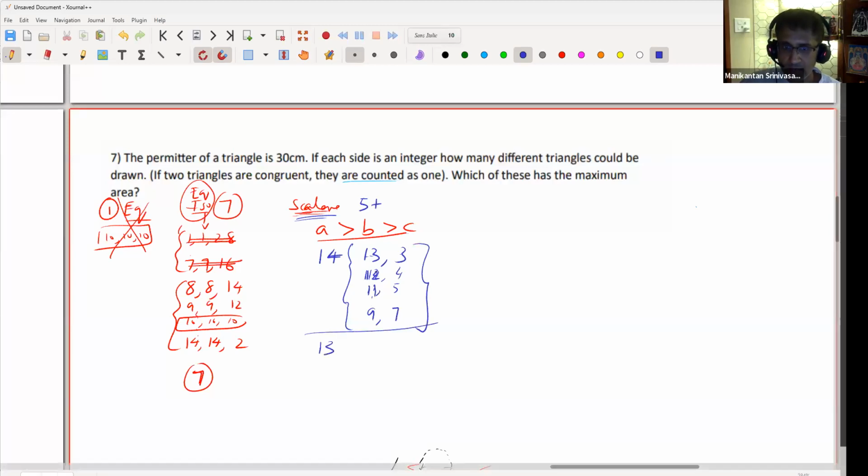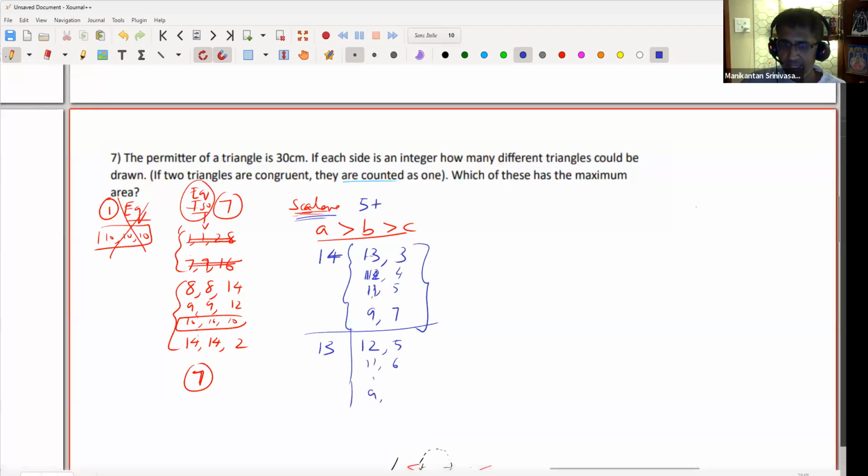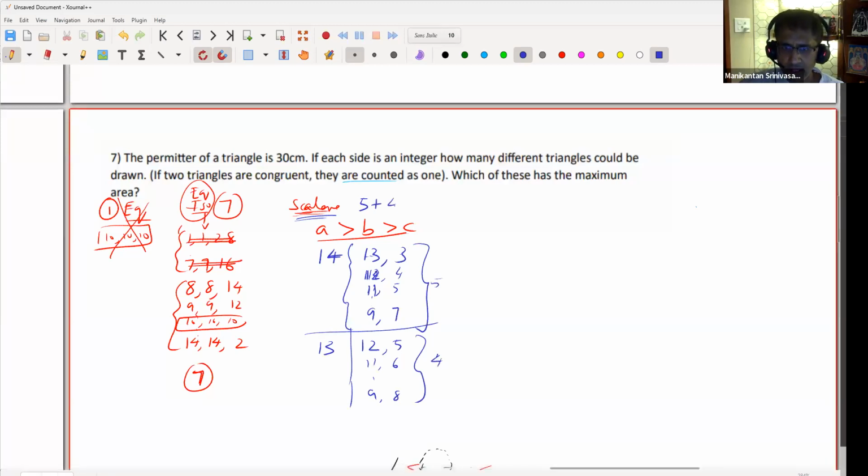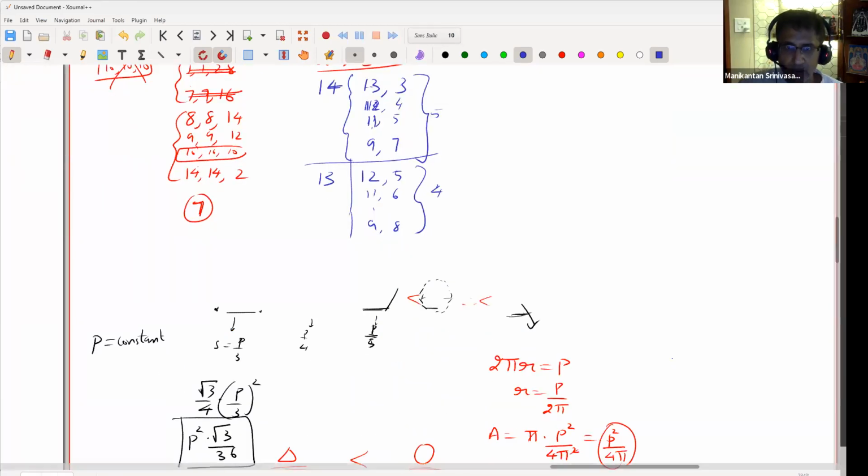Let's go to the 13 series. So this is 13. This has to be 12. First of all, the sum of B and C should be 17, right? So 12 and 5, 11 and 6, all the way till 9 and 8. How many are there in this? 9, 10, 11, 12. There are 4 of them in this. Okay, so we can quickly finish this. It won't take too long.